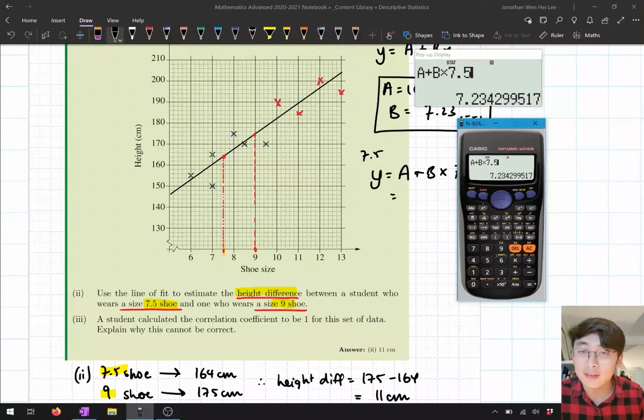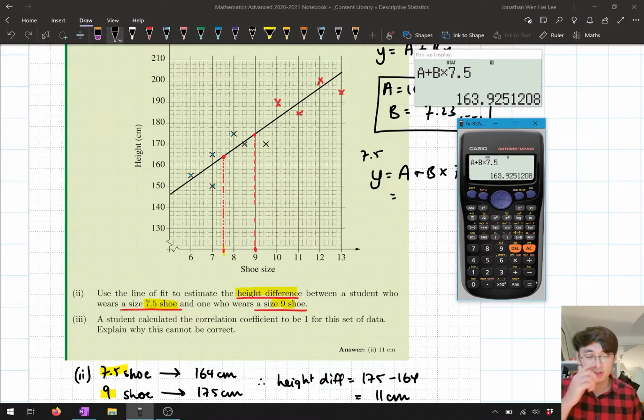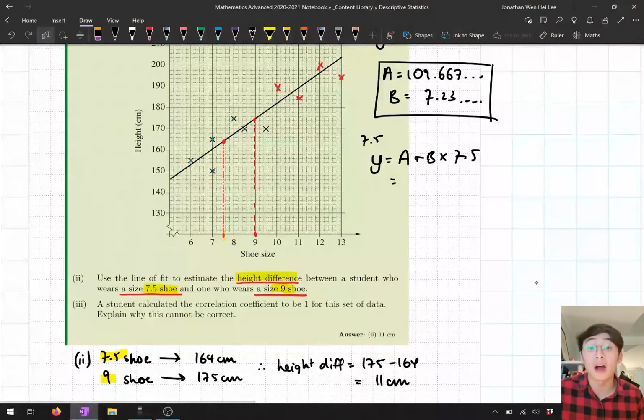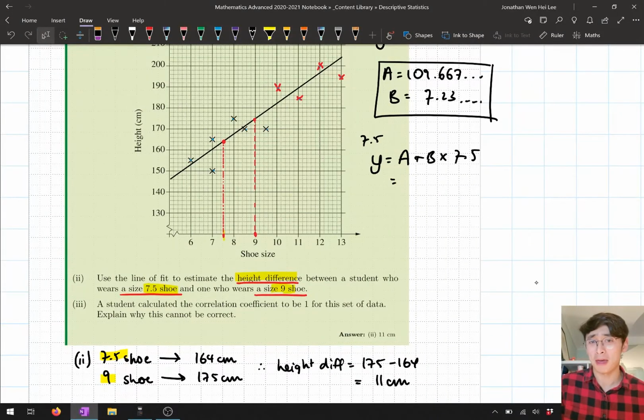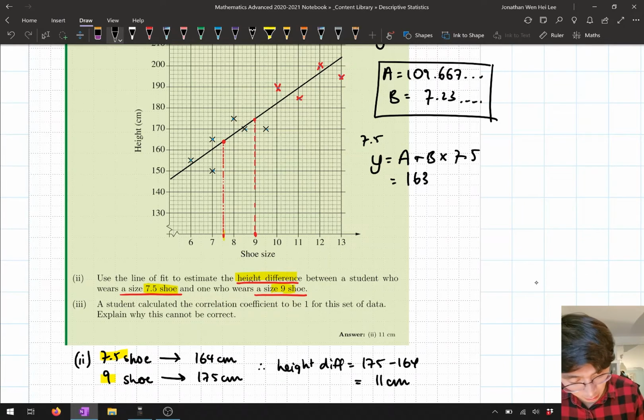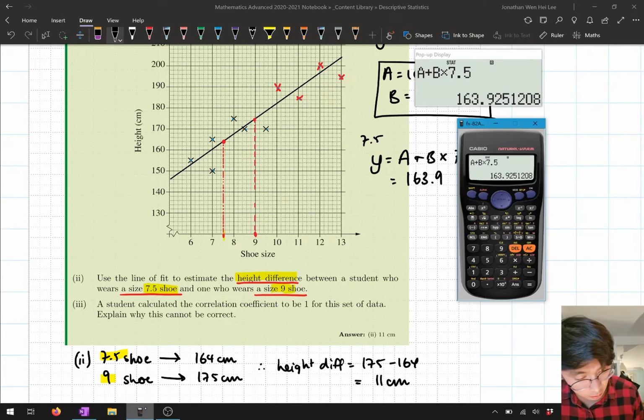And so the least squares regression line will tell me that a student who has a shoe size 7.5 is roughly 163.92 centimeters tall, which isn't super far off of what we actually did by line. So our by line one, not bad. So 163.9, I think it was 92.